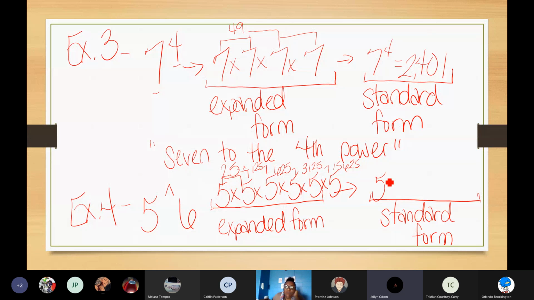So 5 to the 6th power, remember what that means, 5 to the 6th power equals 15,625. You want to resist the urge to multiply the base number by the exponent. Resist that urge. And that is 5 to the 6th power. So let's keep it moving.